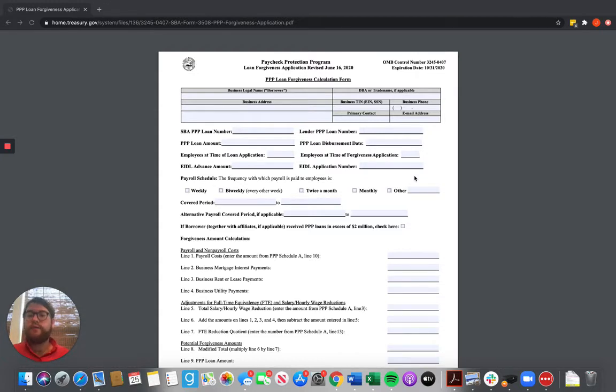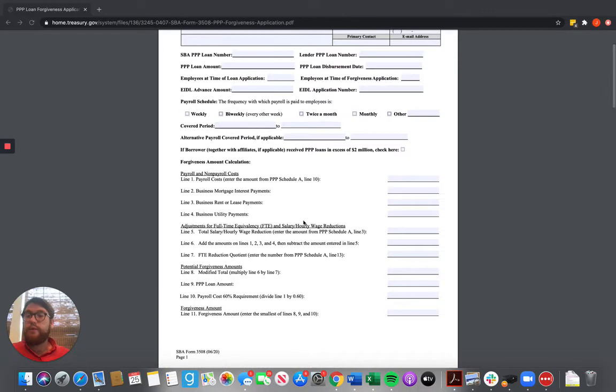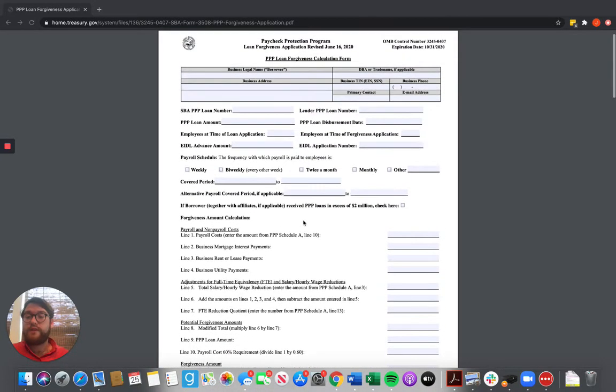As we get into everything on this first page, most everything here is going to be very, very similar to the short form. Same business information: business name, DBA, address, EIN, phone number, contact, email, all of that, basically until we get down to the forgiveness amount calculation, is all going to be identical. Again, please make sure that you are using the information that you used to apply for the loan when you are filling out this information up here.